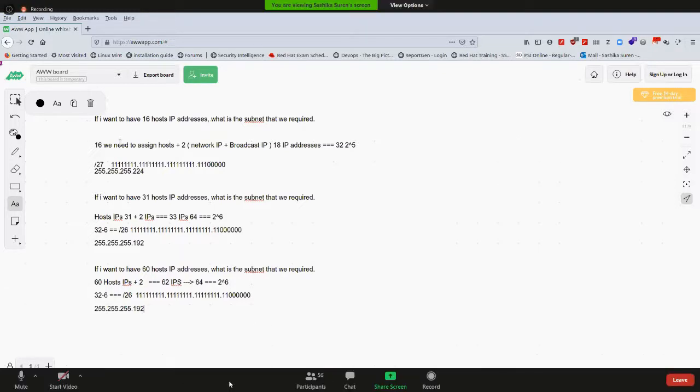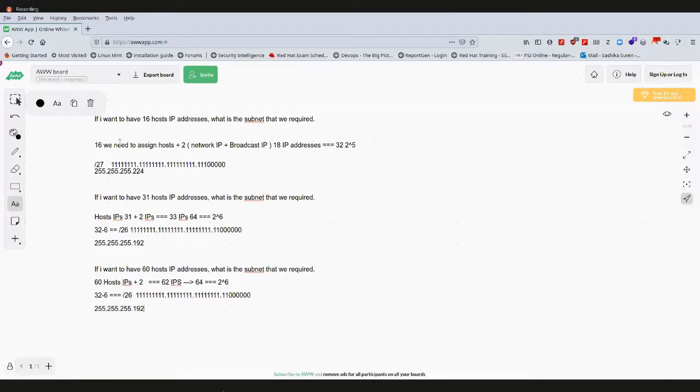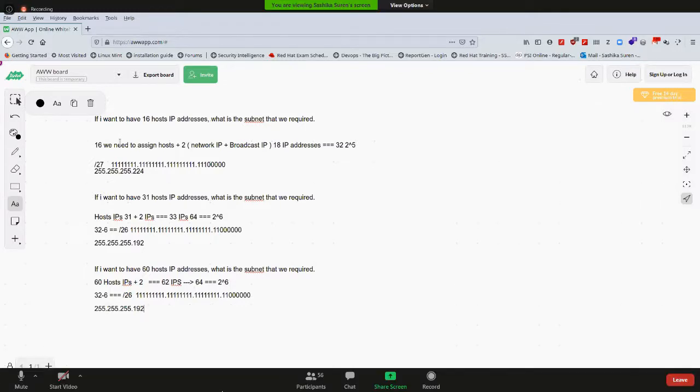Clear guys? Yes, sir. Thank you. Right. Any other questions? You can ask, it doesn't matter whether it is Sinhala or English. What matters is that we need to understand the concepts. That means the broadcast IP address stands for representing all the machines in the network, not all the IP addresses.